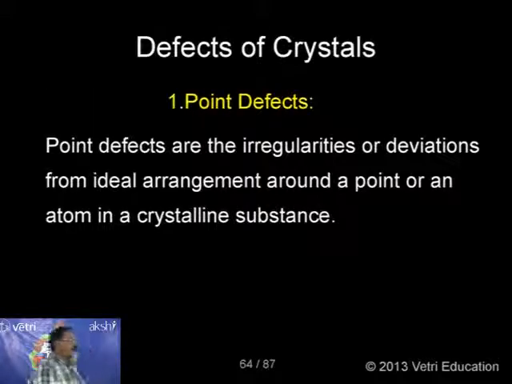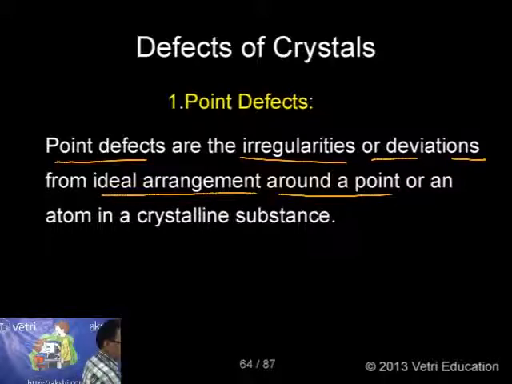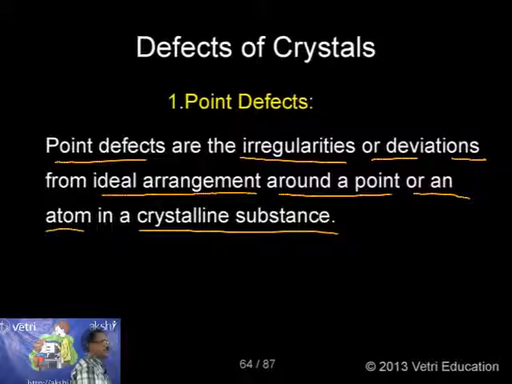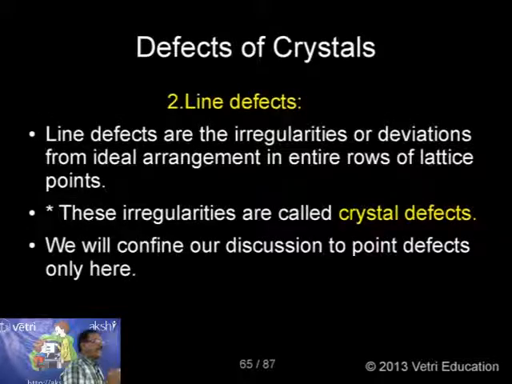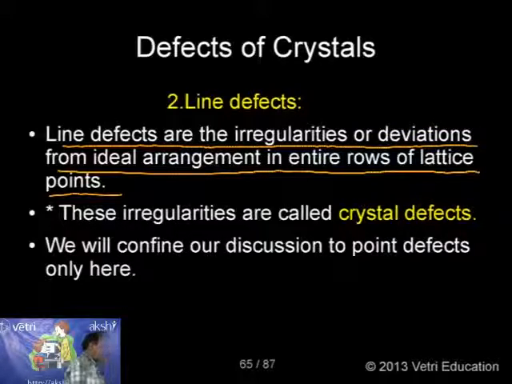Coming to point defects, let me explain. What are point defects? Point defects are irregularities or deviations from ideal arrangement around a point or an atom in a crystalline substance. This is called point defect. The next one, what are line defects? Line defects are irregularities or deviations from ideal arrangement in entire rows of lattice points. This is called line defects.